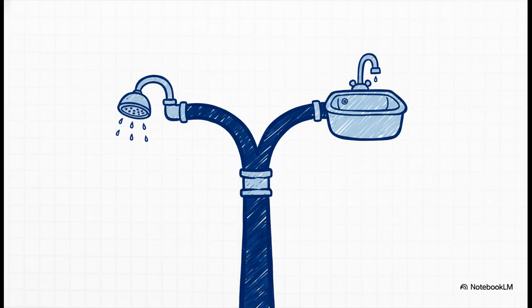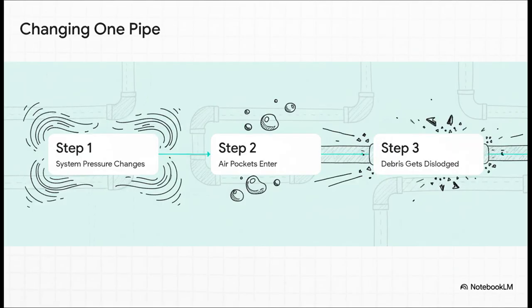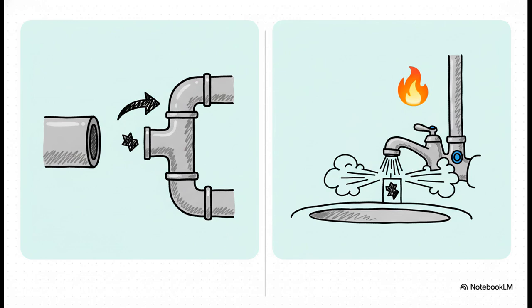So, what happens when a plumber starts working on that one shower pipe? Well, it sets off these invisible ripple effects. Suddenly, the water pressure across the entire system changes. You might get air pockets in the lines. And here's the kicker. Tiny little bits of rust and debris get knocked loose, and they start traveling through the pipes.